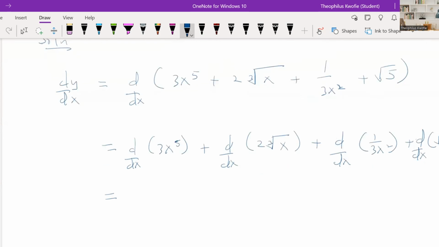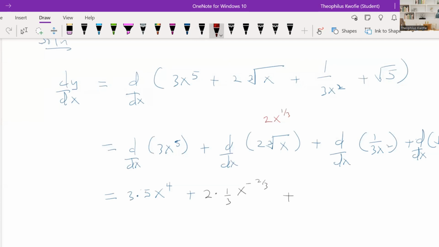Good. Now, what is the derivative of x to the power 5? We said that we drop the power, then decrease the power by 1. So in that case, we have 3 multiplying 5x to the power of 4. With this one, remember that this can be written as x to the power of 1/3. Remember, what did we say? We drop the power, then we decrease the power by 1. So by decreasing the power by 1, what do we get? Anybody? That should give us 1/3 to the power 3.